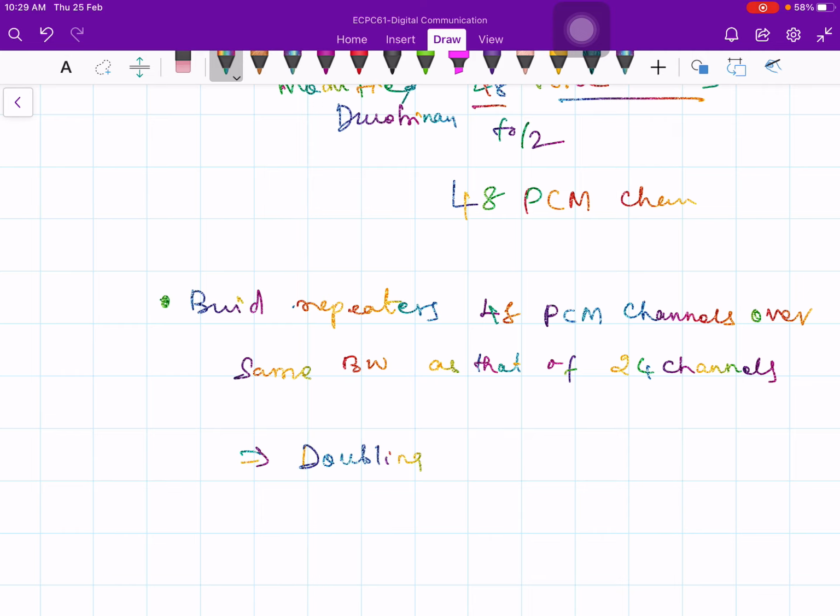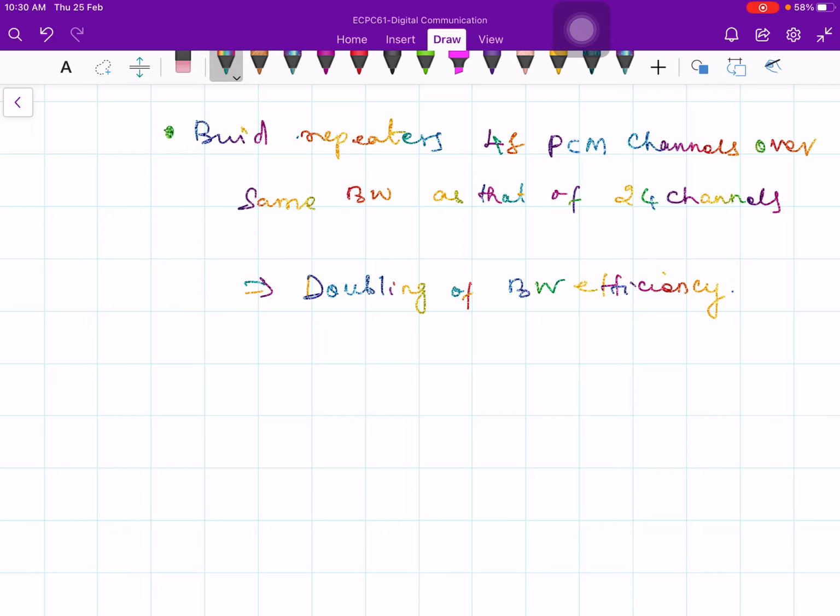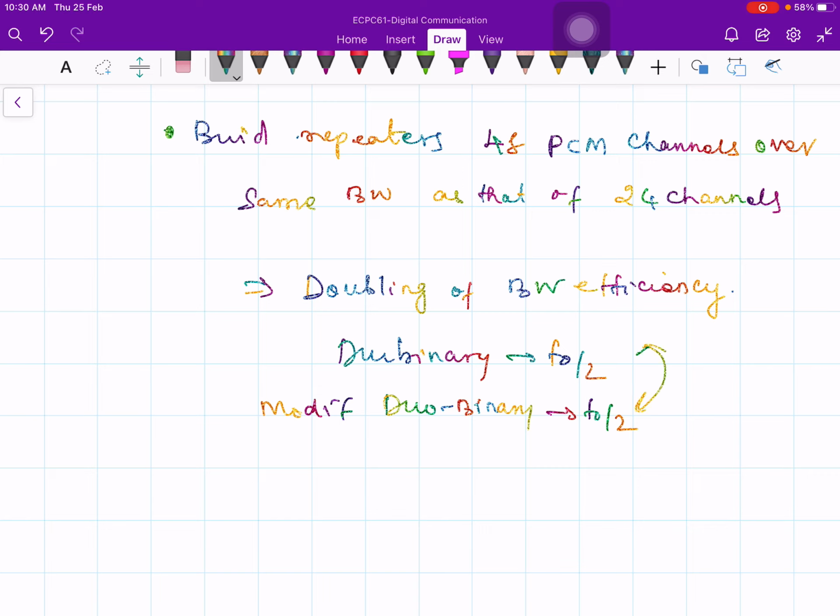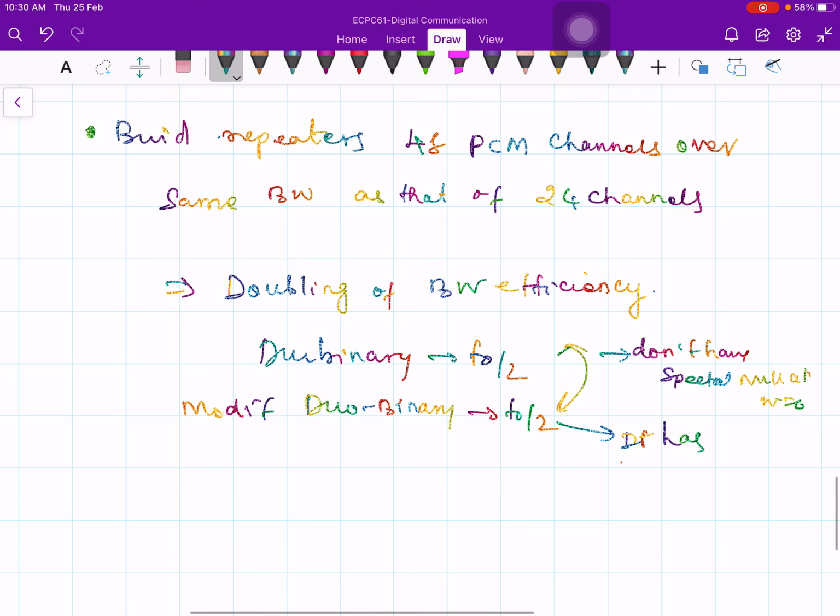Okay, so this is the advantage of your DO binary and modified DO binary, because DO binary also requires bandwidth of f0 by 2, and modified DO binary also requires the bandwidth of f0 by 2. But what is the difference between this and that? This guy doesn't have a spectral null at omega is equal to 0, but this one has. That's it.